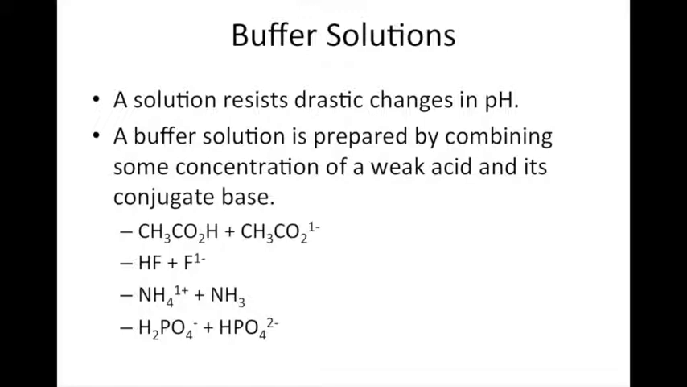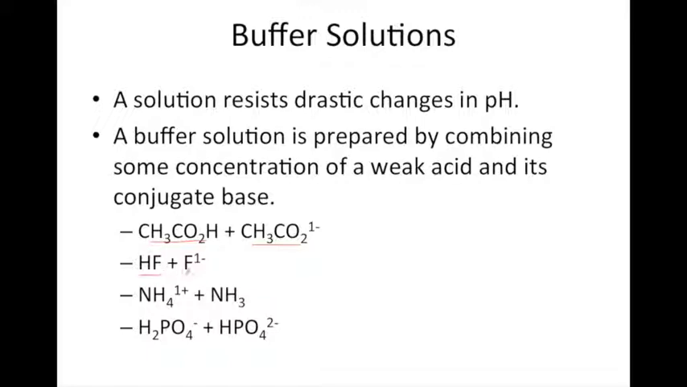A buffer solution is prepared by combining a weak acid and its conjugate base. So we have here 4 examples of how to prepare a buffer solution. You could combine acetic acid with its conjugate base, the acetate ion. Now, of course, you could not add just the acetate ion. You would have to add something like sodium acetate or potassium acetate, some salt of the acetate ion.